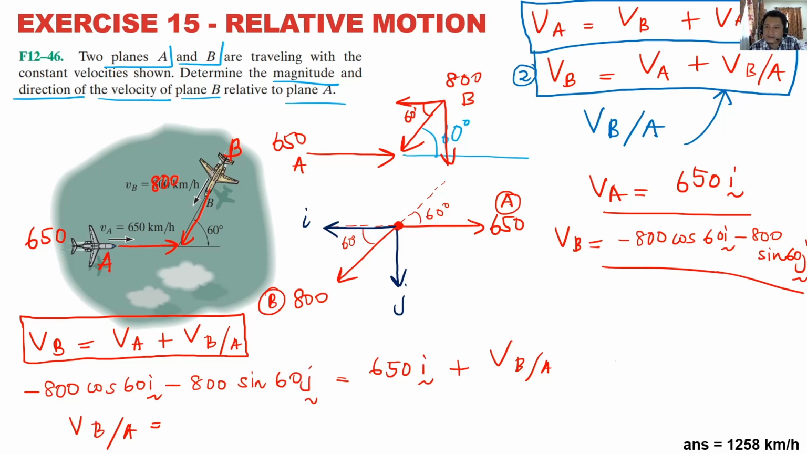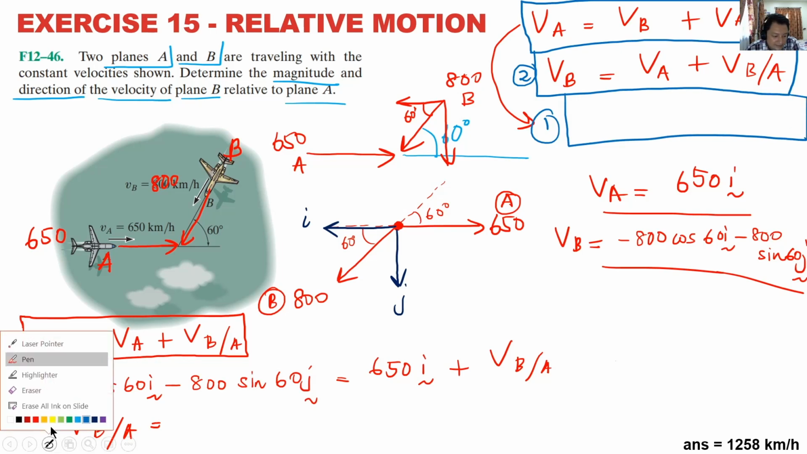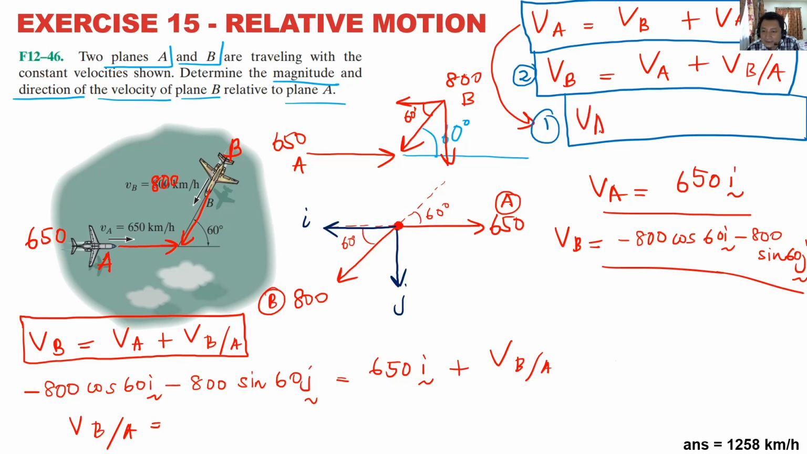Okay. There are some perks to it. Apparently only equation 2 you can see. Okay, I'm going to write down. Equation A. Equation 1 would be VA equals VB plus VA. The bottom one is B, it's the other way around.